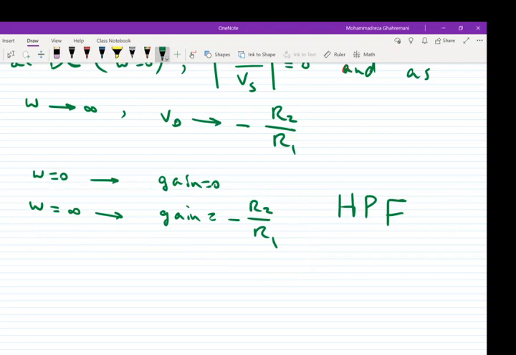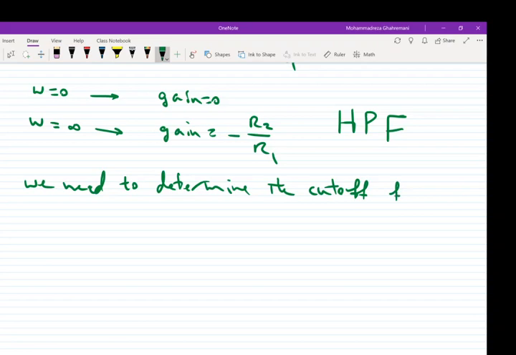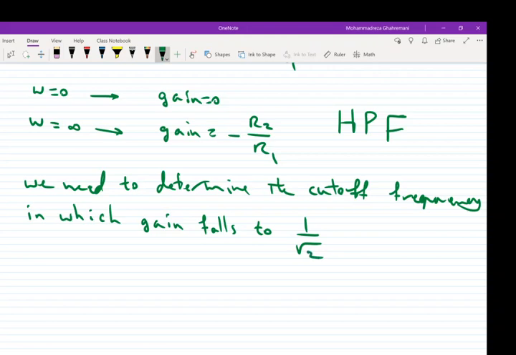Now we want to determine the cutoff frequency. So for the cutoff frequency, we need to determine the frequency in which the gain falls to 1 over square root of 2, or 0.707 of maximum gain. Here is a very important point: maximum gain.